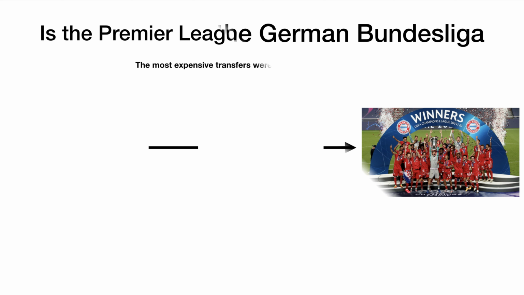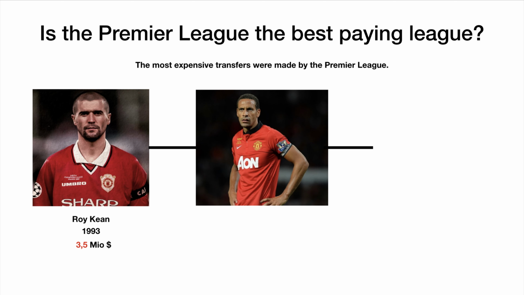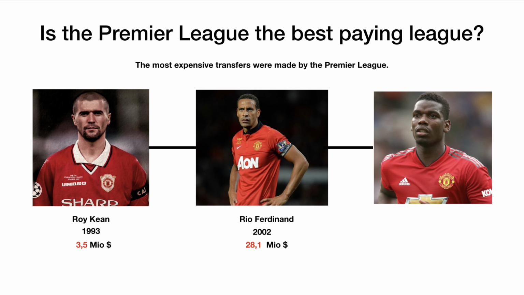For example, in 1993, Roy Keane was bought in the British Premier League for £3.5 million. In 2002, the £25 million seems already like peanuts compared to the amount that was spent on Rio Ferdinand. He was bought for £28 million. The next higher transfer was 14 years later. In 2016, Paul Pogba switched back to Manchester United for £98 million and was for a year the most expensive player in the world.